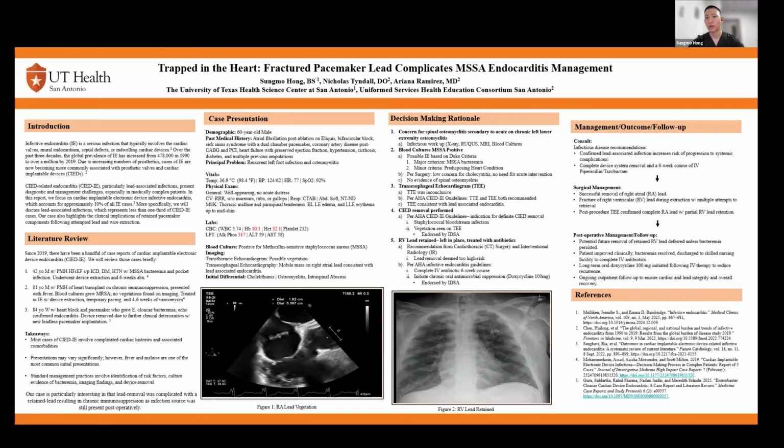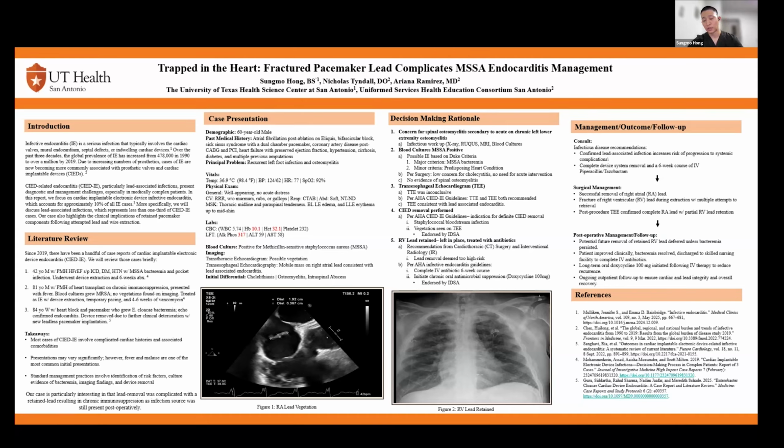Upon further infectious workup, we got an X-ray, a right upper quadrant ultrasound, MRI, and blood cultures. It turned out that the blood cultures were positive for methicillin-sensitive Staph aureus. And so this triggered the Duke criteria. From there, we were able to satisfy the first major criterion, which was the presence of MSSA bacteremia, and a second minor criterion for predisposing heart condition.